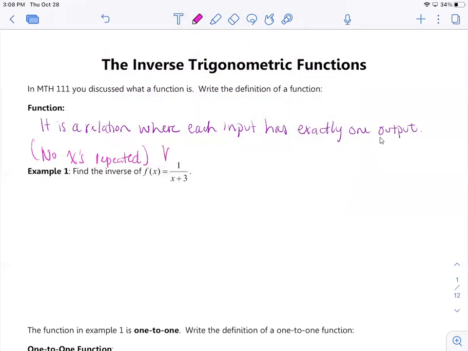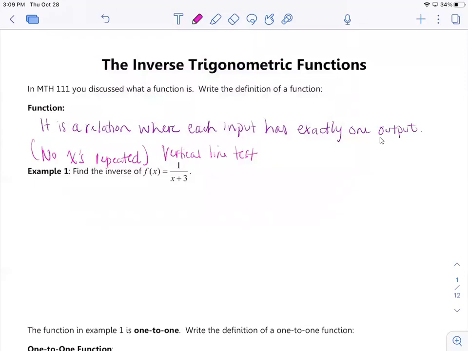Remember, you would do the vertical line test to see if a graph met the definition of a function, and that's because you're checking to see if your inputs have been repeated. Remember, some other terminology there is input is your domain, output is your range.